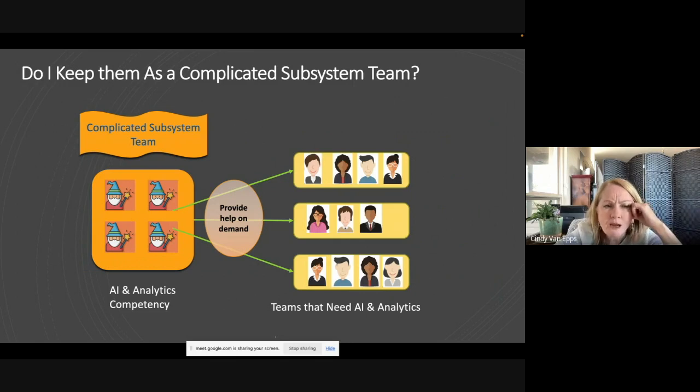So this complicated subsystem team is going to provide help on demand. What's the challenge there? They're going to become a bottleneck. It is very likely, and I see it everywhere, especially with information security, right? If our systems aren't secure, we can't deliver them. Yeah, but if we have to wait forever to get information security help, then I can't deliver value anyway, right? So those are the ways we have to think about it.